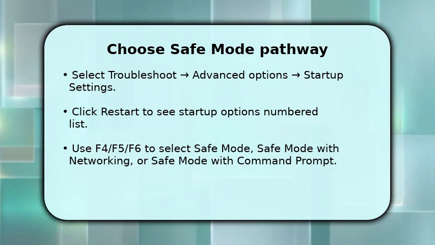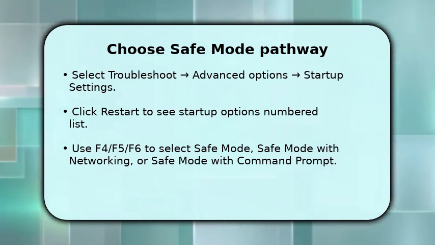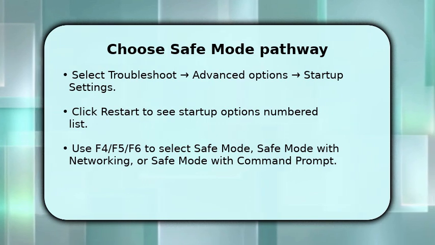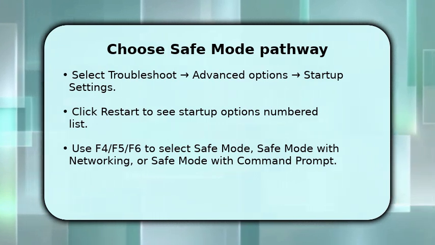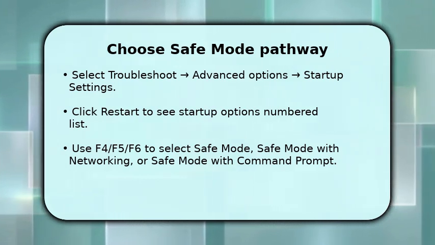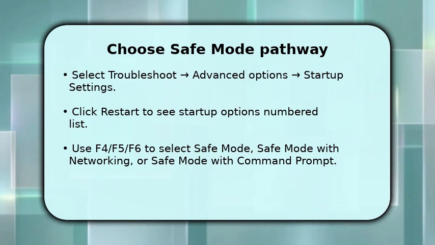Once Startup Settings opens, click Restart and the system will present a numbered menu of boot choices. You'll see options like Enable Safe Mode and Enable Safe Mode with Networking. Use the function keys F4, F5, or F6, or the corresponding number keys to choose.